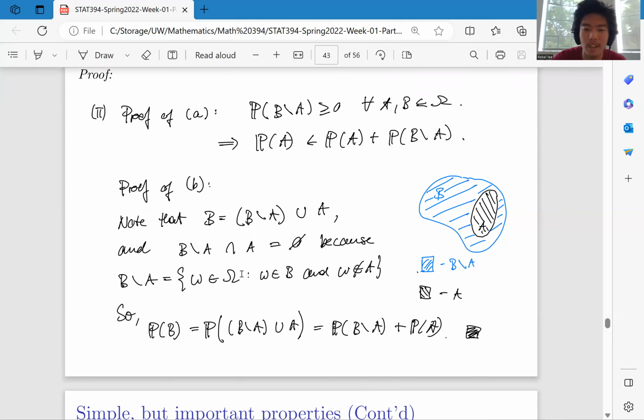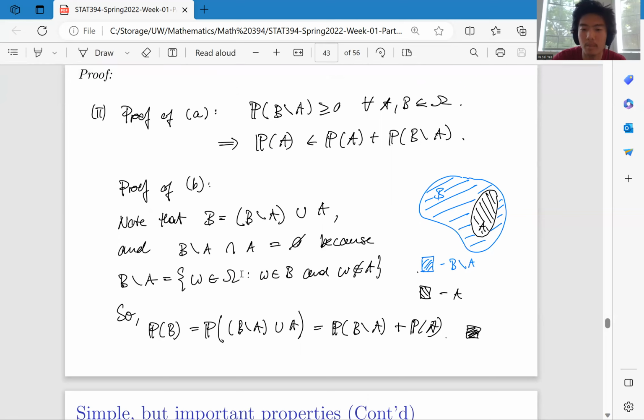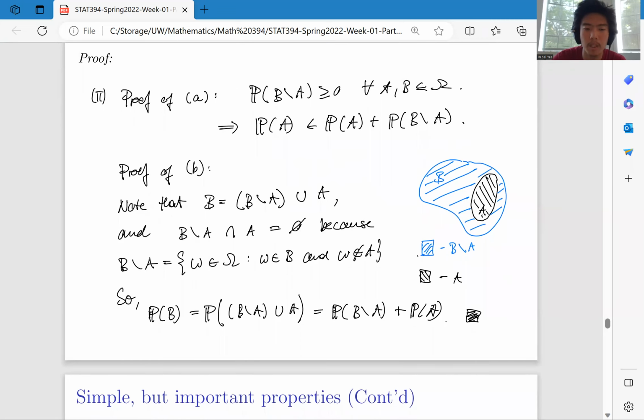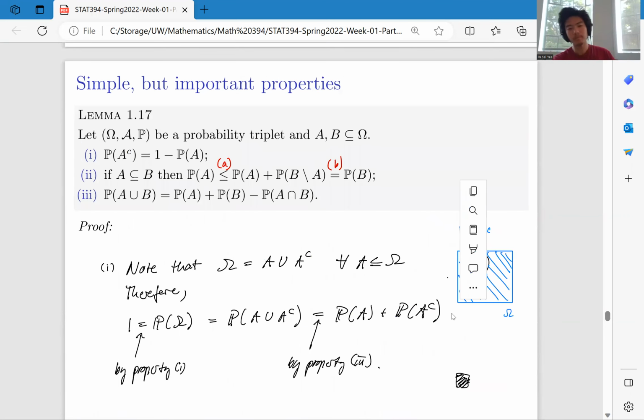The reason we already said: for all of the elements that A has, B must have that. So finally we proved P(B) is equal to P(B minus A) union with A, which is the sum of those two terms, and we proved the second property.